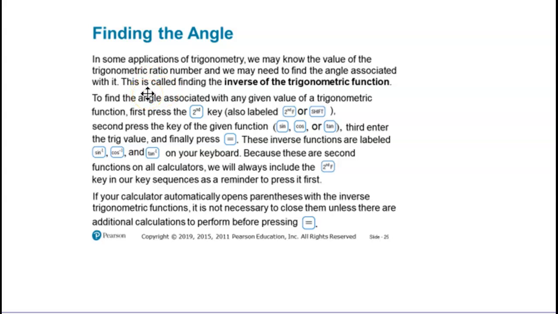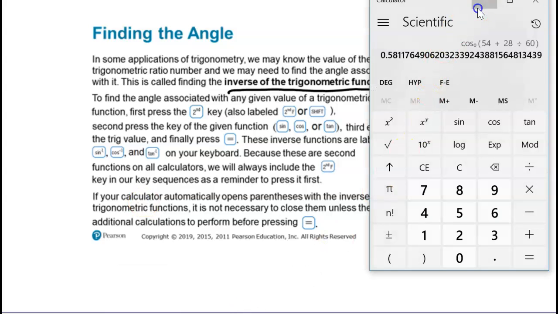So what if we need to go the opposite way? Again, we're given a right triangle, and we are given the sine, cosine, or tangent value, the trigonometric function, but we don't know what the degrees are. Well, we can find that by using what they call the inverse trigonometric function. And on your calculator, that looks like this.